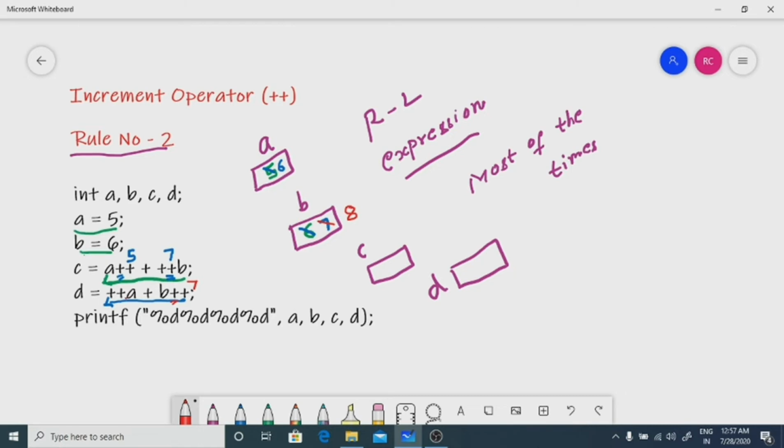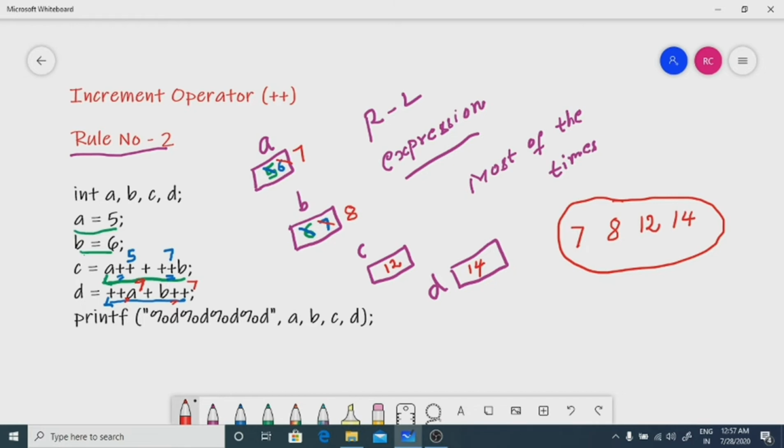Now, plus plus A here. First increment, 6 will become 7, then use here. So, now 5 plus 7, that is 12. So, 12 will go to C. And 7 plus 7, 14 will go to D. So, we get the values 7, 8, 12, 14 as the output.